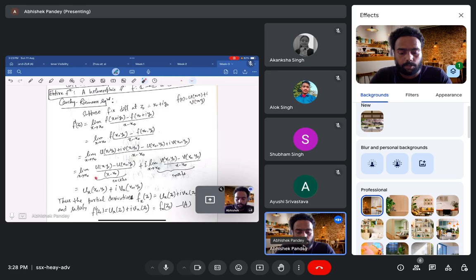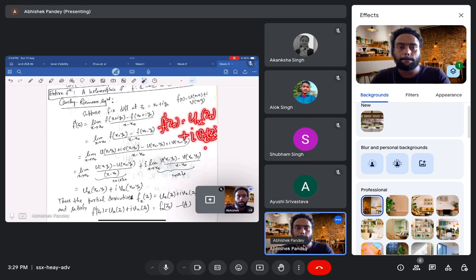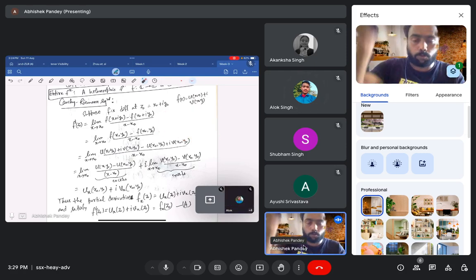So this limit exists because we are already assuming that f is differentiable at z naught. And what is this if this limit exists? This is nothing but the partial derivative of u with respect to x, and this is nothing but the partial derivative of v with respect to x. So basically, if f is differentiable at z naught, you can write f dash z naught is nothing but u x at z naught plus i v x at z naught. Is it fine? Yes, so this is kind of a proof of this one.